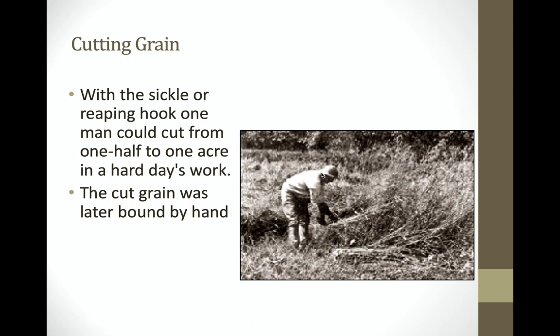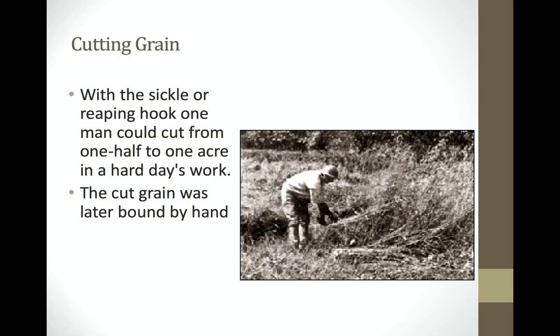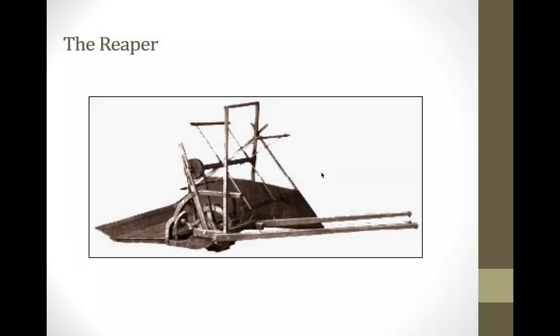But Cyrus McCormick, this guy here, if we go back, invented the grain reaper, and that helped people to be able to get these crops in a little bit faster. And I'll show you a couple of pictures here. After it was cut, it was bound by hand, and this is the original picture of the reaper here. It would have actually been pulled behind mules or an ox or a team of horses.